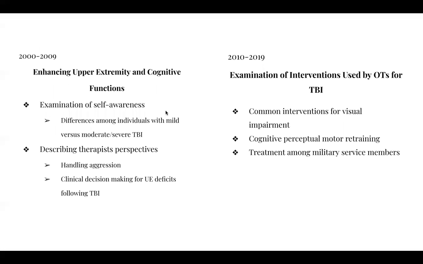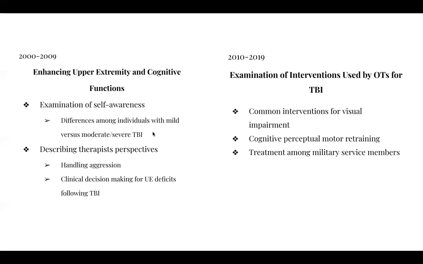Within the early 2000s, enhancing upper extremity and cognitive functions was extremely important. So the literature examined levels of self-awareness among individuals with mild versus moderate to severe TBI. By 1 year post-injury, the level of self-awareness for the participants with mild TBI was not significantly different from those with moderate or severe TBI. However, the pattern of development of self-awareness was different between the 2 groups.